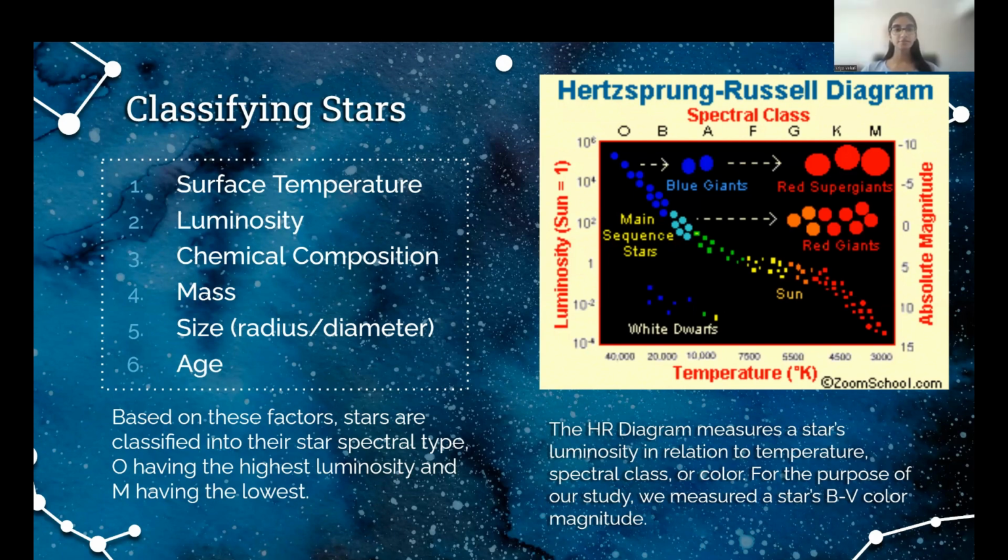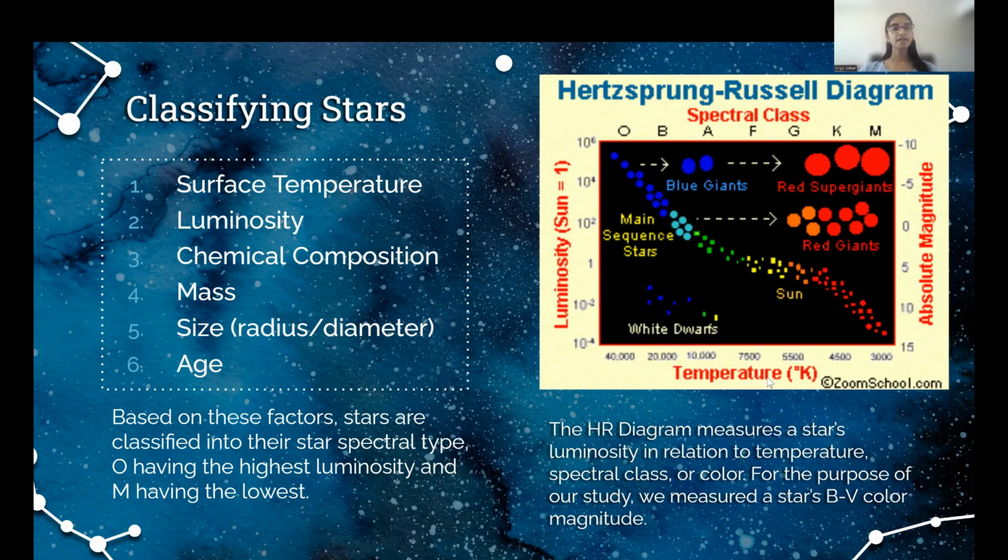So after we had collected the photometry data, we classified all 257 stars in the open cluster according to their spectral type. Stars are classified mainly in 5 ways, which are surface temperature, luminosity, chemical composition, mass, size, and age. Based on these factors, the spectral type of the star is identified. The spectral types are O, B, A, F, G, K, and M, where O has the highest luminosity and M has the lowest. This classification of stars can be summed up into the Hertzsprung-Russell diagram, which measures a star's luminosity in relation to temperature, spectral class, or color.